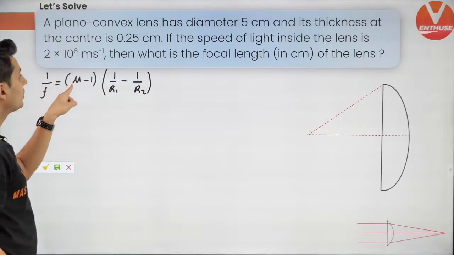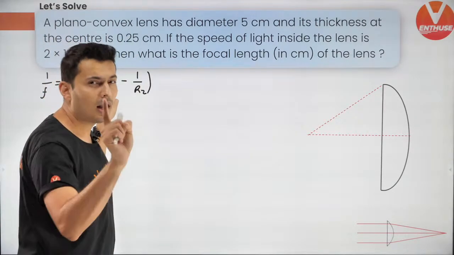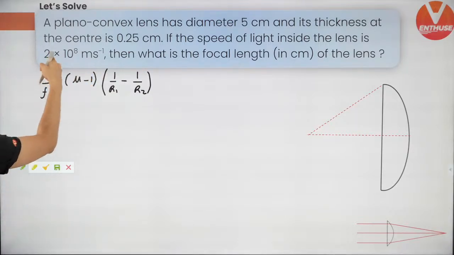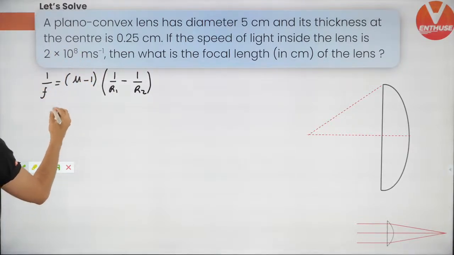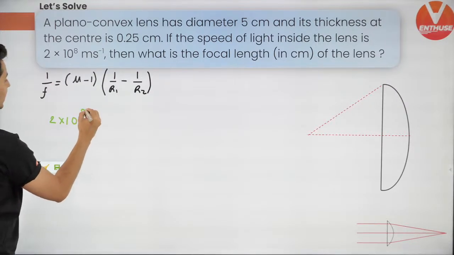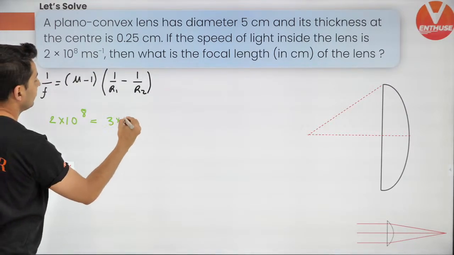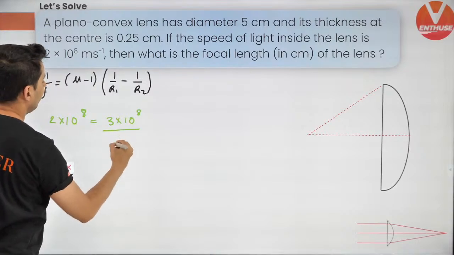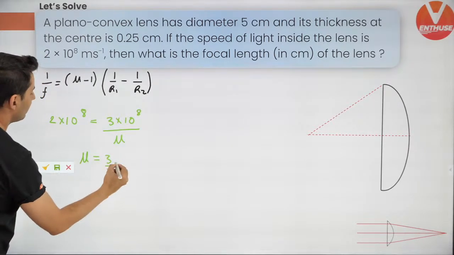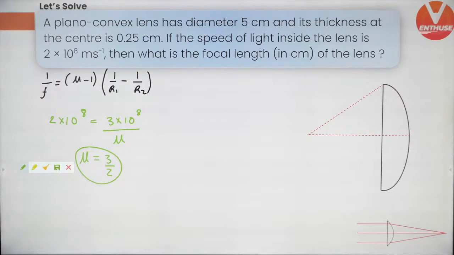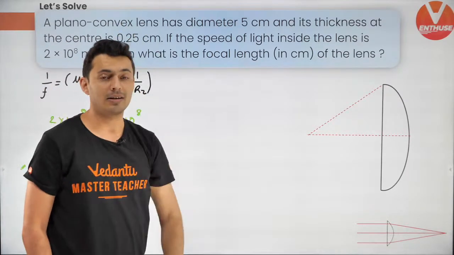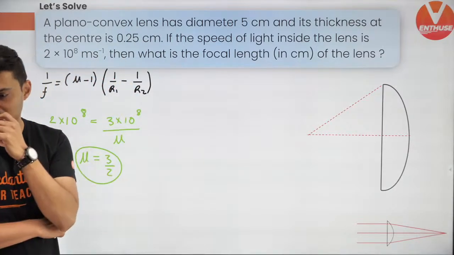Acha, do I know mu? No, but I can find it out. How? Speed of light is given. So let's use that. Remember, speed of light in any medium, which is 2 into 10 to the power 8, is the speed of light in vacuum divided by the refractive index. So therefore, refractive index is 3 by 2. So we got this. Now the only problem is the radius of curvature. That is what is important.